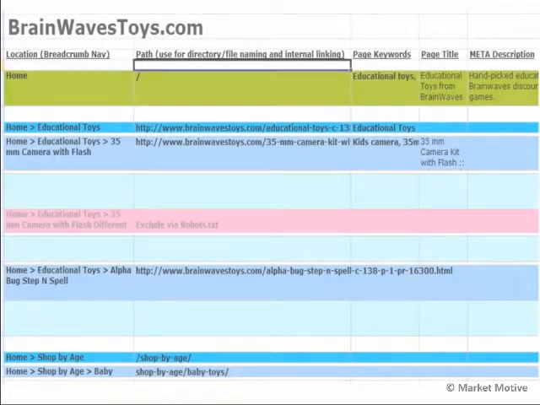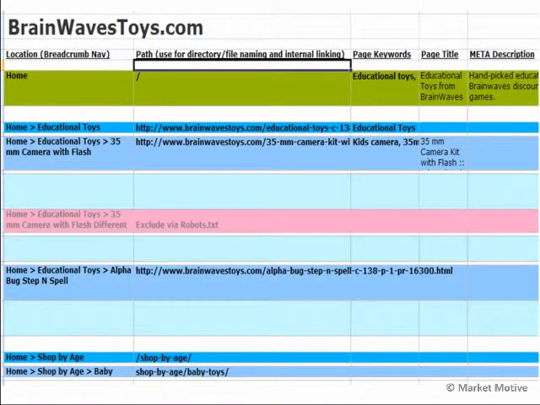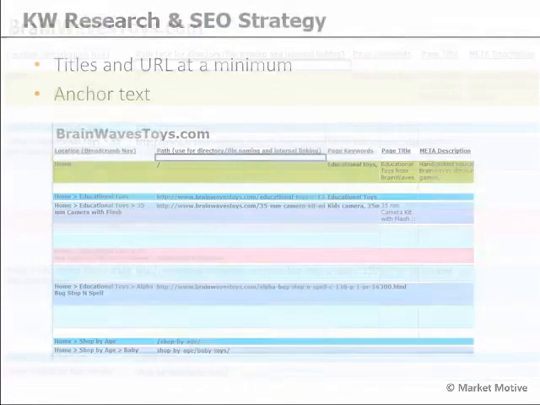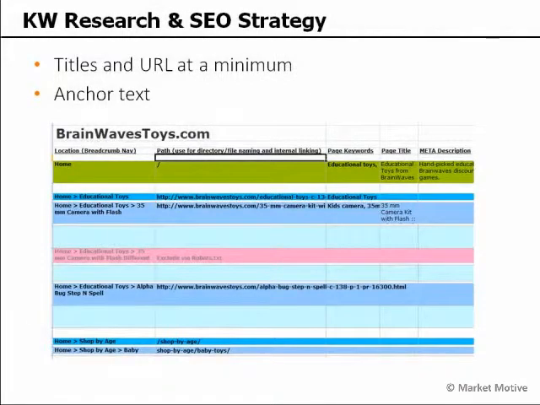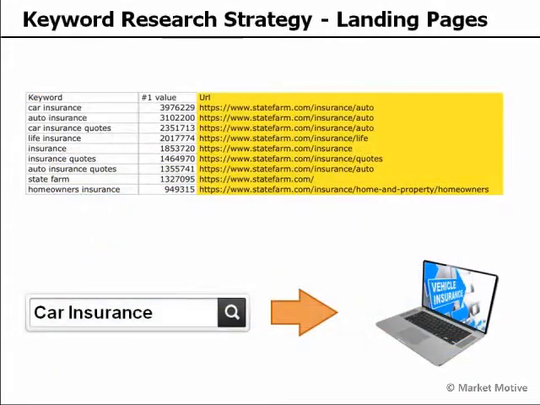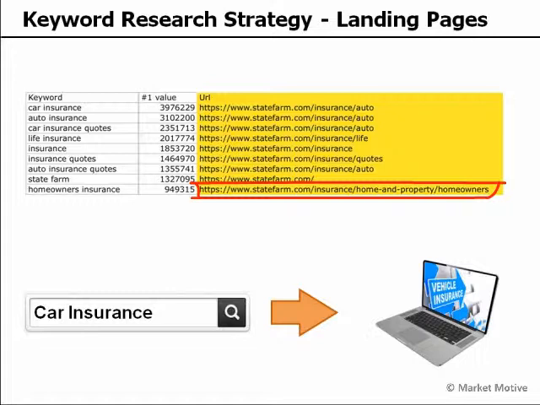You can see here we did it with a spreadsheet for Brainwaves Toys. We identified the breadcrumb path, the page keywords, the title, and the meta description, and organized this all based on our keyword strategy. Again, you can see how State Farm has done this and how they've changed from long URLs that didn't mean anything to very specific landing pages that we understand and we know what's on those pages before even seeing the title or meta description.